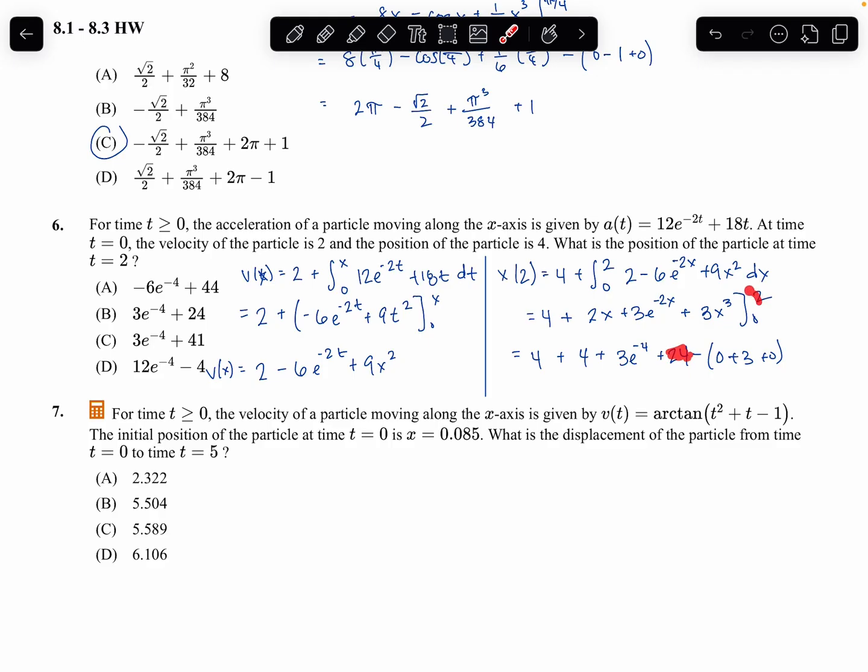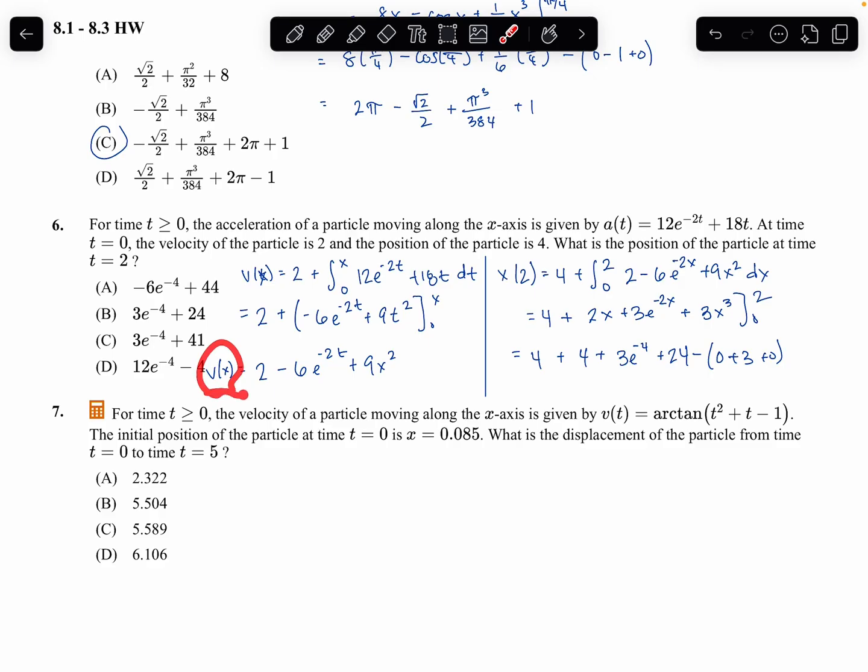Plug in 4. Plug in 2 here. Antiderivative of 2 is 2x. That's going to be 4. Oh no. I don't know. Maybe you guys were doing this with me and caught the mistake. I hope you did, because I don't really want to go back. Ugh. Oh man, what a mess.